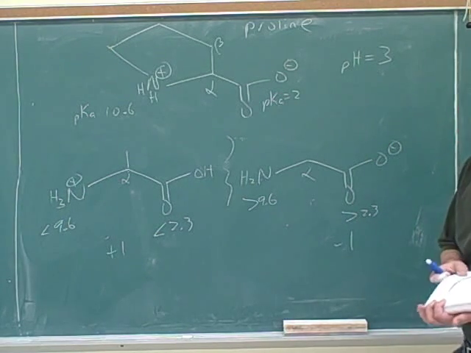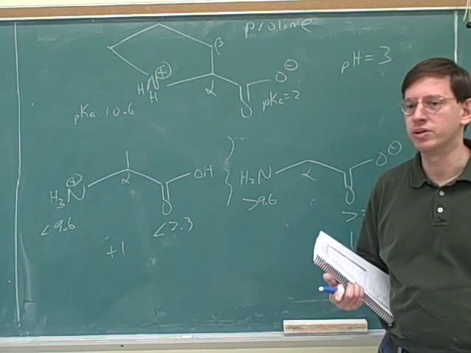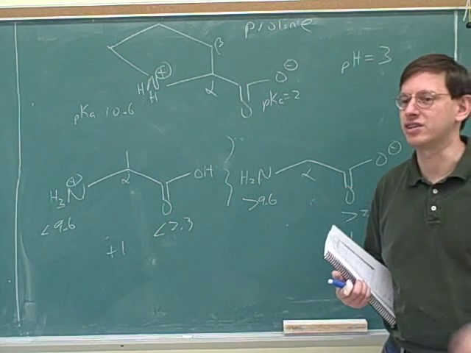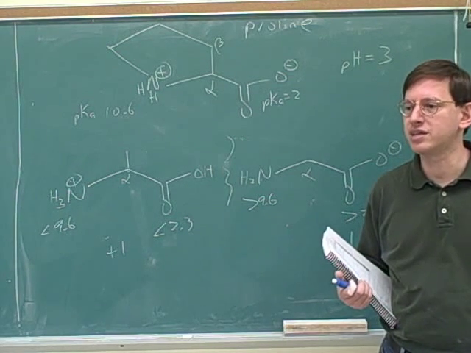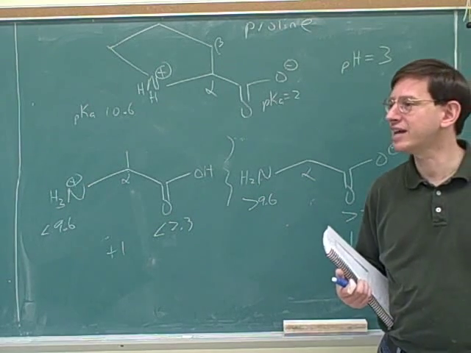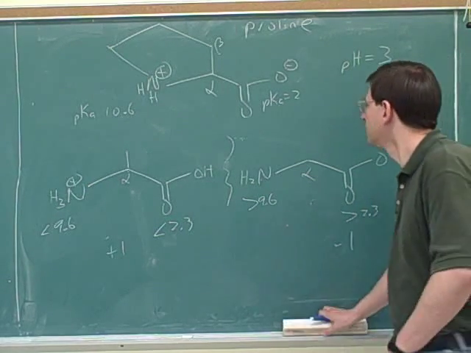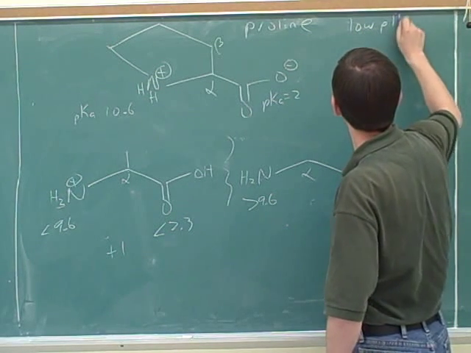Who has a pH? When we talk about the pH, it's the pH of whom? Solution? That's a very good answer. It's the pH of the solution. If the pH is low, what does that tell you about the solution? It's very acidic. That's right. And what does that tell you about the solution, however? There's a lot of protons.